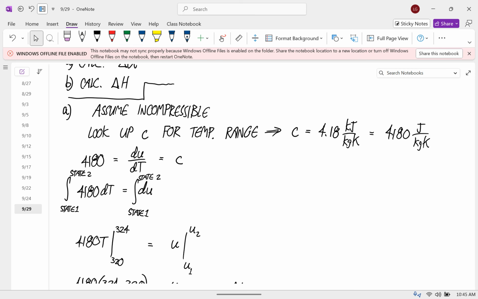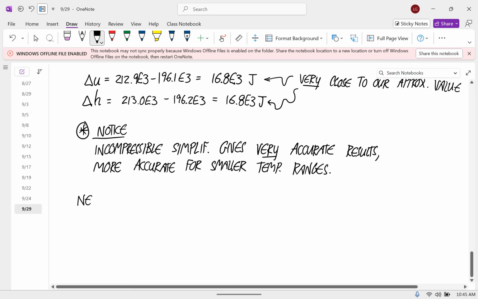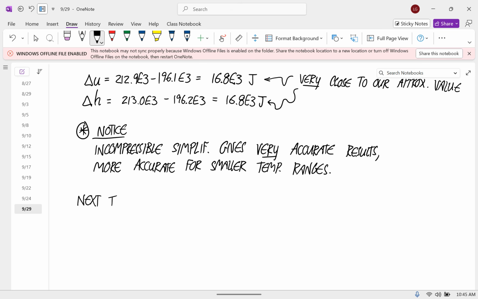So next time we're going to talk about ideal gases. Next time we'll get into the ideal gas approximation, and we'll see what kind of similar things we can do for ideal gases. Any questions? I have a couple of problems I can give you on using this incompressible assumption. Okay, that's all.